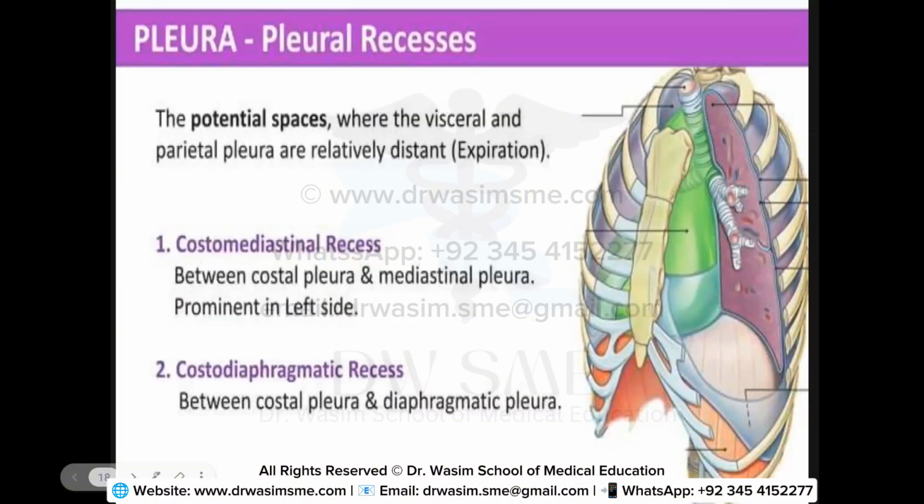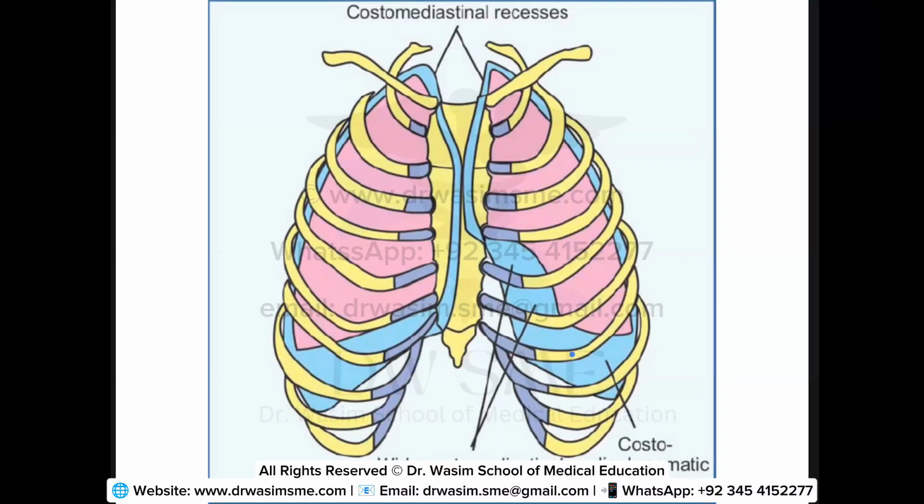Now, regarding the pleural recesses, we have two of them. And what are the recesses? A recess is a potential space which is present in this rib cage. We have the costomediastinal recess and the costodiaphragmatic recess. The costodiaphragmatic recess is present in this area, between the costal pleura and the diaphragmatic pleura. As you could appreciate from this diagram, this is present between the costal as well as the diaphragmatic pleura in this area.